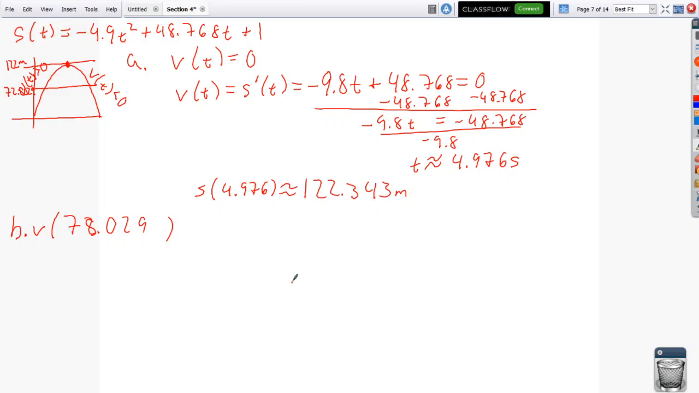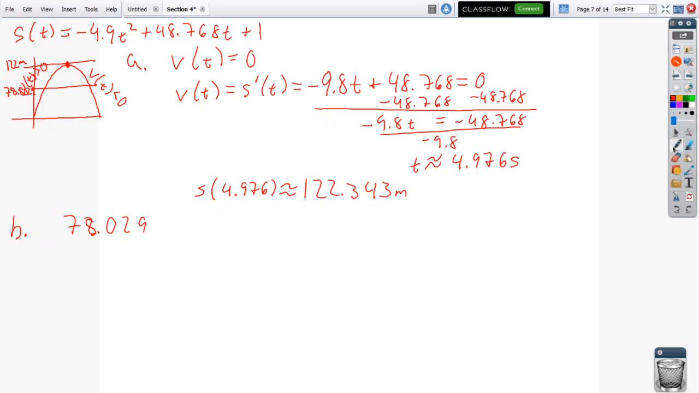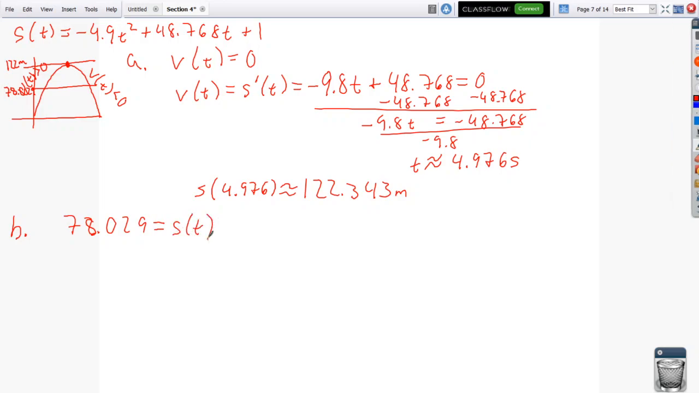What we want to do here is find out what the time is for 78.029 meters. So instead of V of 78.029, I actually have to say 78.029 is equal to this function, is equal to S of t, and then find out what t value I have here. Now I am going to point out all of these numbers are really messy, so I happen to know that I am going to be using my calculator here.